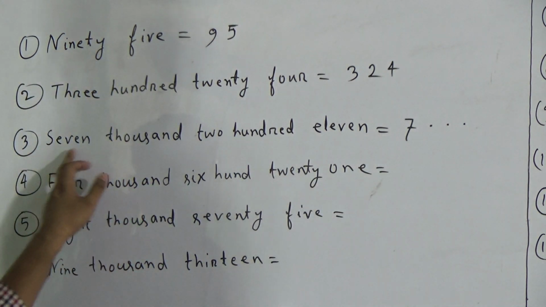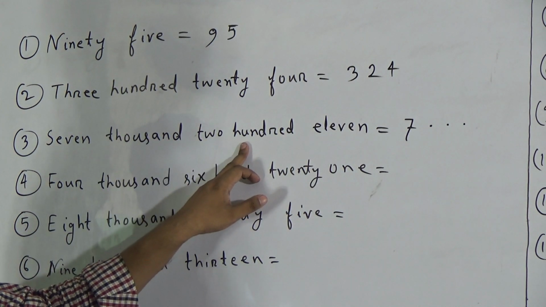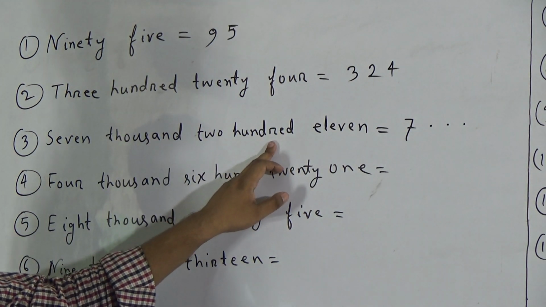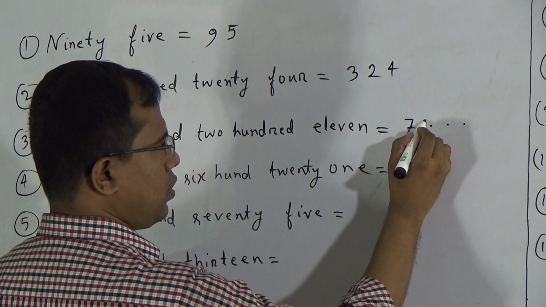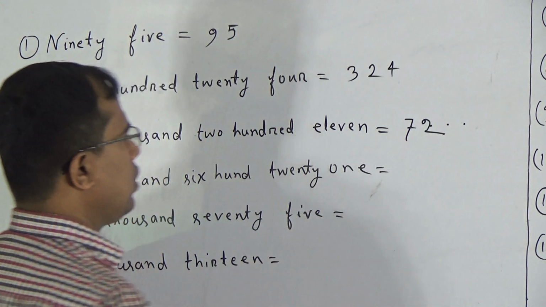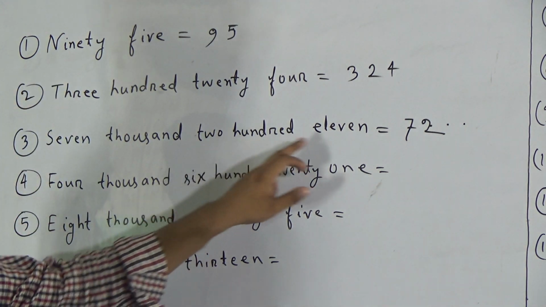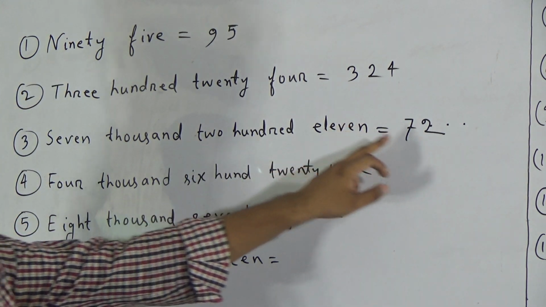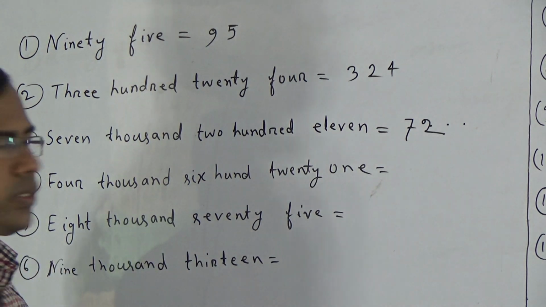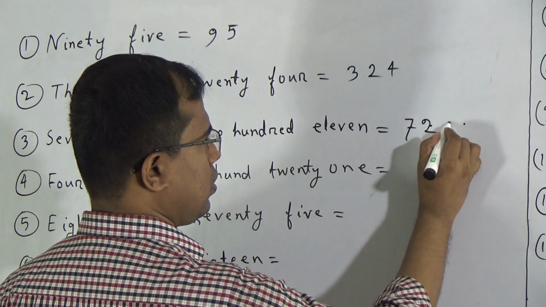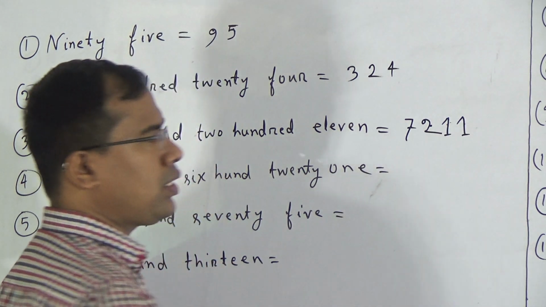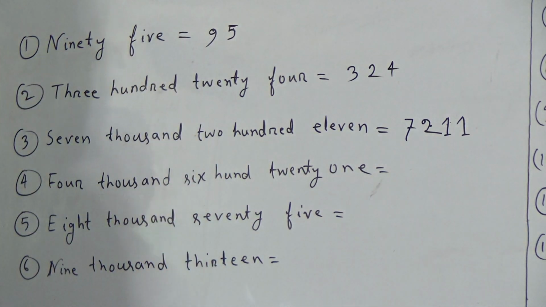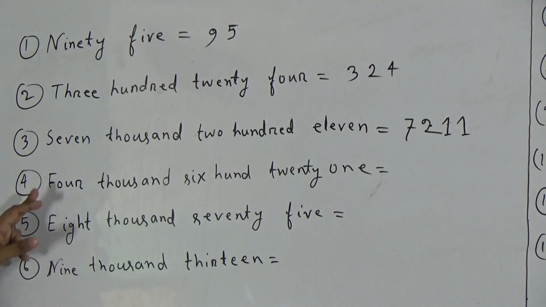Then 7,200. The second highest place is the hundreds place, and in the hundreds place you have to write 2. Then 11. That means in the tens place we will write 1, and in the ones place we also write 1. This is 7,211.